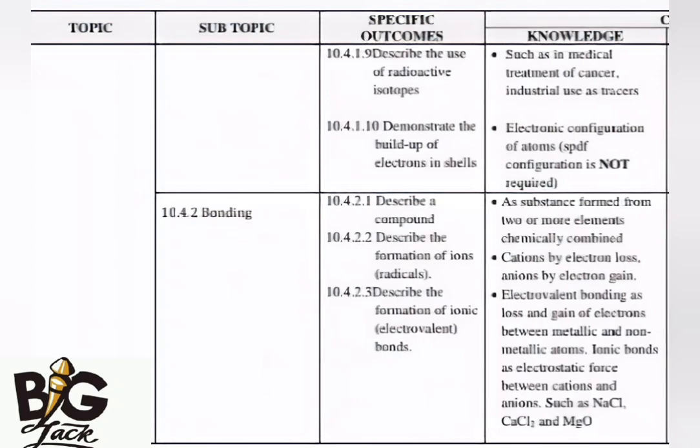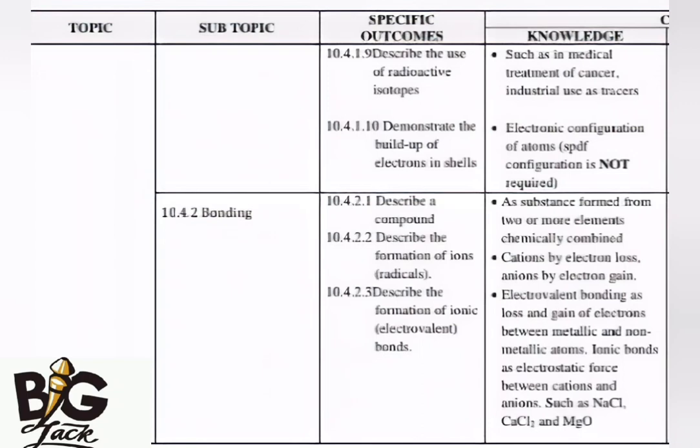They gain electrons. So when a metal loses electrons, it becomes a cation. And when a non-metal gains electrons, it becomes an anion. Apart from that one, they can also ask you to describe the formation of ions, that is the radicals. So cations form by electron loss, anions by electron gain.